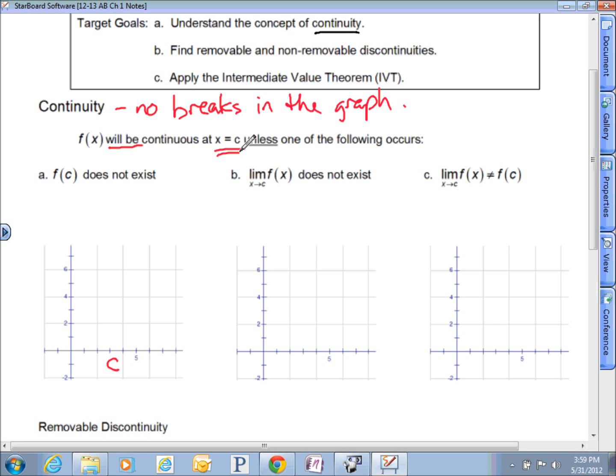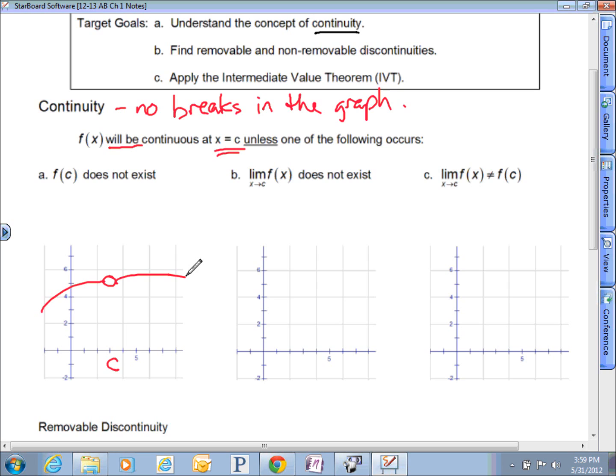So let's say I have a graph that looks like that. Well, what would that mean? Well, that would mean when you put x equals c into the function, try to evaluate it, your value wouldn't exist. So what do we really have here? We really have a hole in that graph.